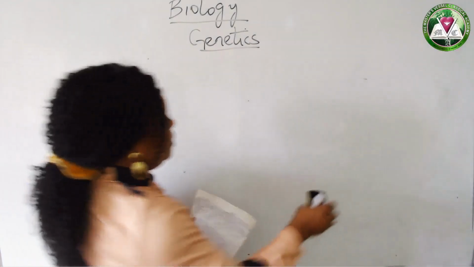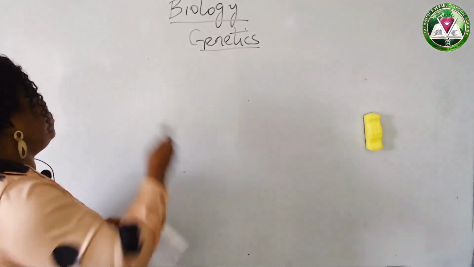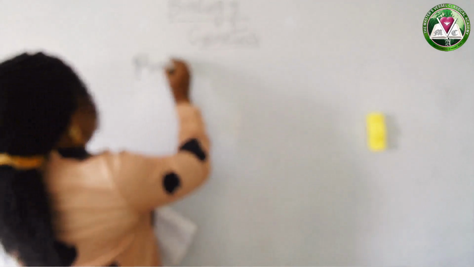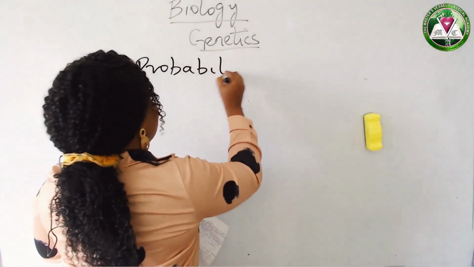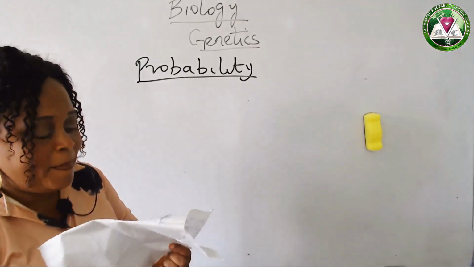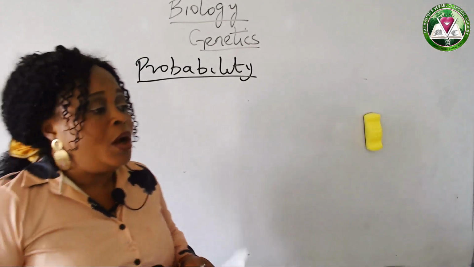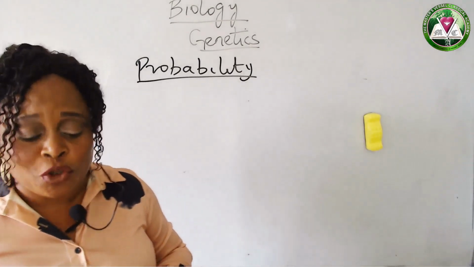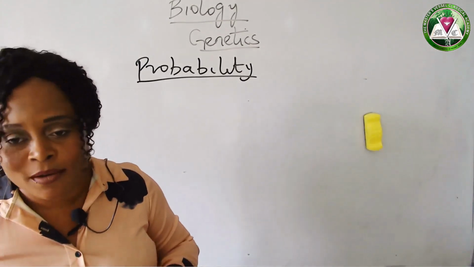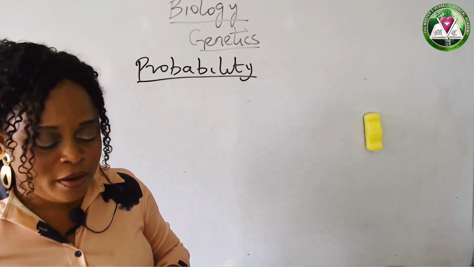The next thing I want to talk about is probability in genetics. Now, generally, what is probability? Okay? Probability is the likelihood or chance of an event occurring. It is the likelihood or chance of a particular event occurring.